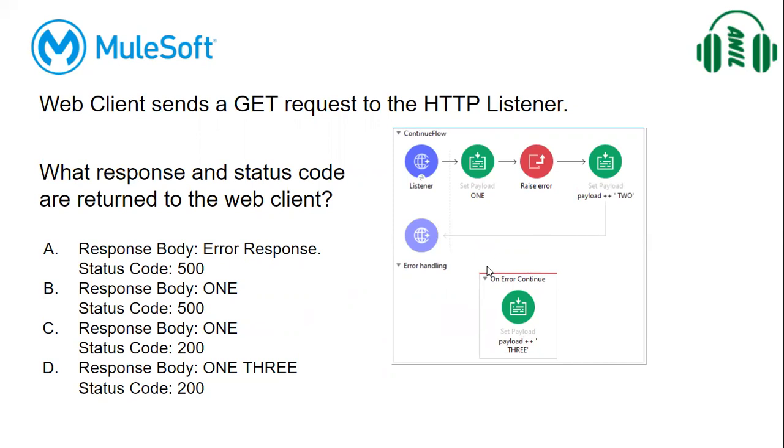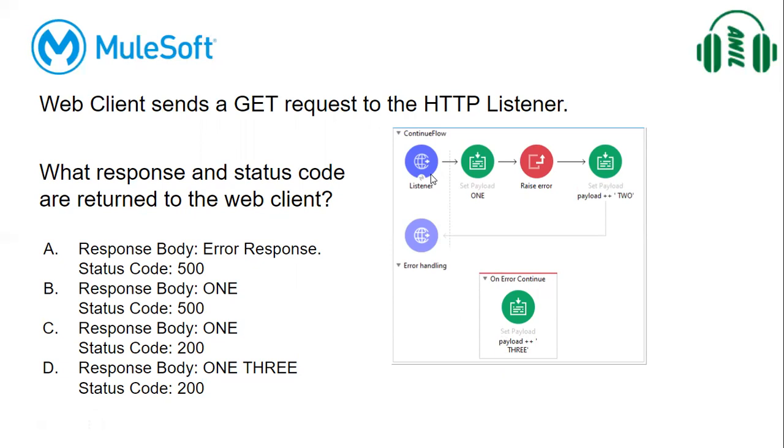As we are using on error continue, and on error continue always returns a success response, the status code should be 200. So A and B are not correct. If it is on error propagate, then A or B is the answer. But here it is on error continue, so C or D is the answer. Now look at the response body.